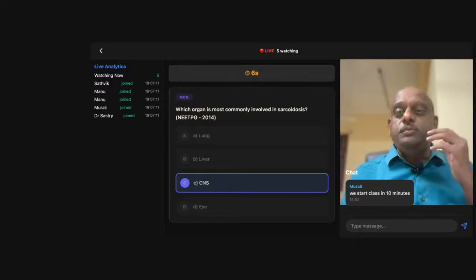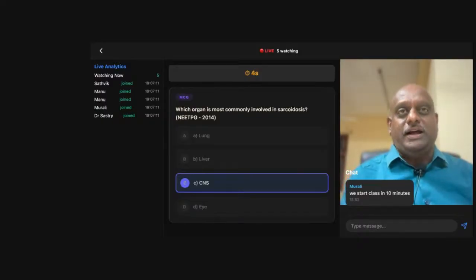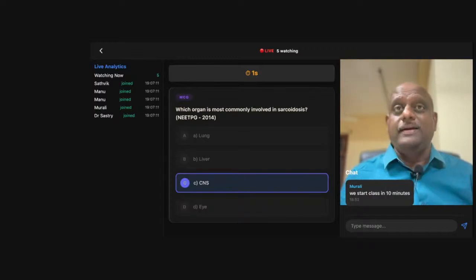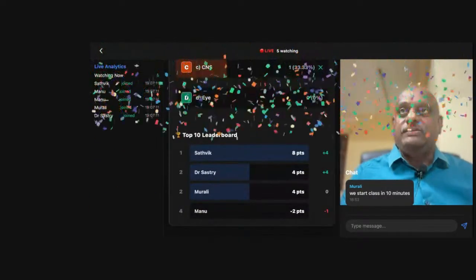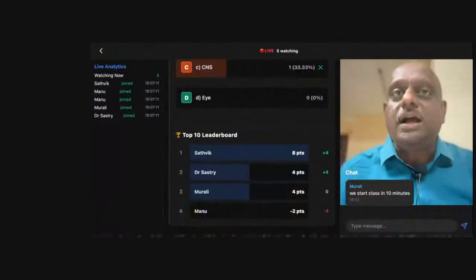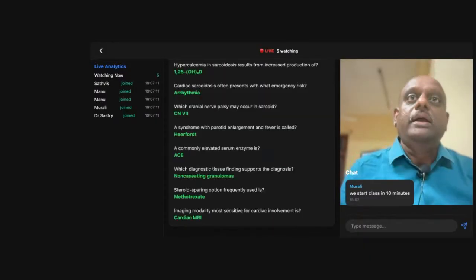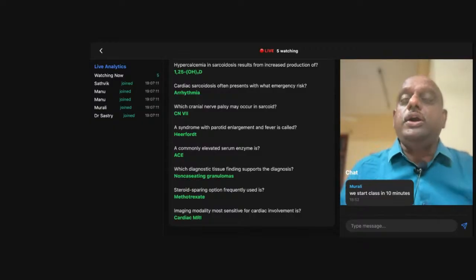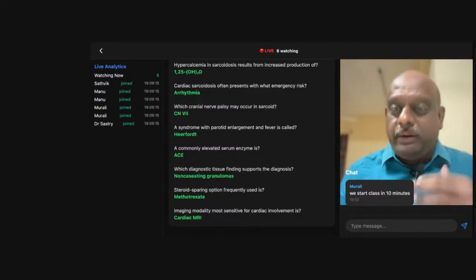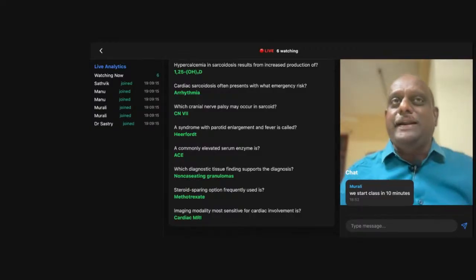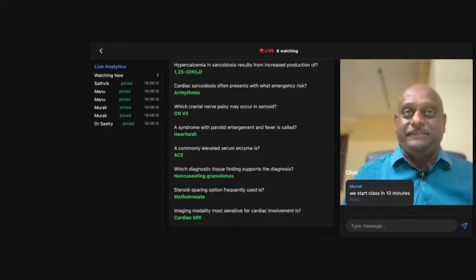So, which organ is most commonly involved in sarcoidosis? You need to remember, it is the lung. Yes, very good. Dr. Shastri and Satvik are absolutely right. It is the lung which is involved. Now, what is the ocular manifestation which is very common in sarcoidosis, which is vision threatening in nature? Uveitis.